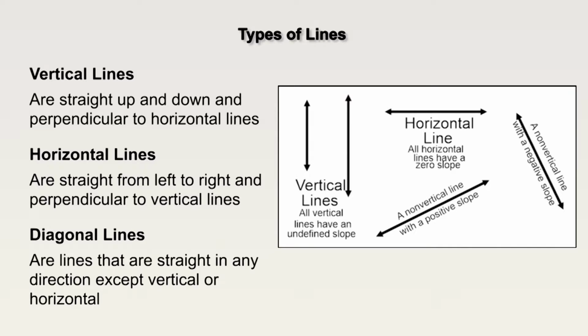Diagonal lines. Diagonal lines are lines that are straight in any direction except vertical or horizontal. When used in combination with vertical or horizontal lines, they form an angle.